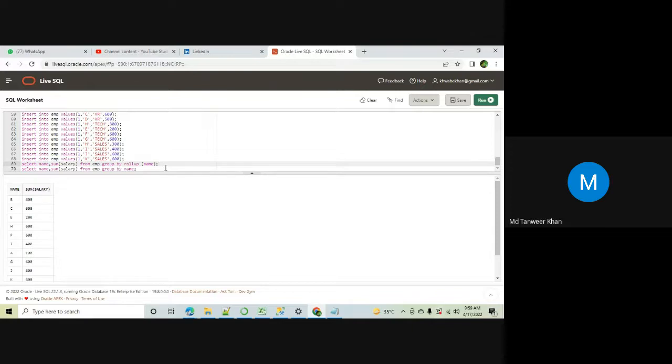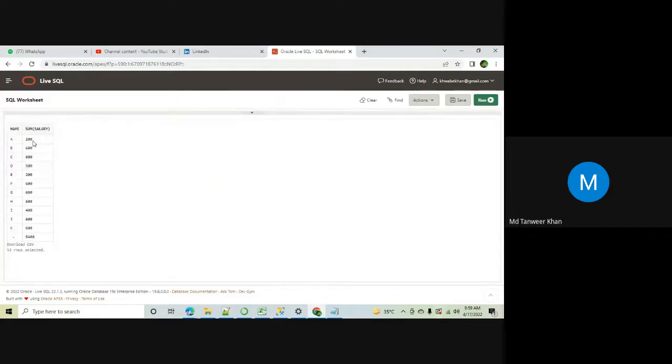Okay, see, I'm trying to show you the use of this rollup. What this rollup will do. So I am running this. Here you can see the salary of each and every employee, right? And then at the last is 5400. What is this value? Sum of all the salary. So that is the benefit of this rollup.